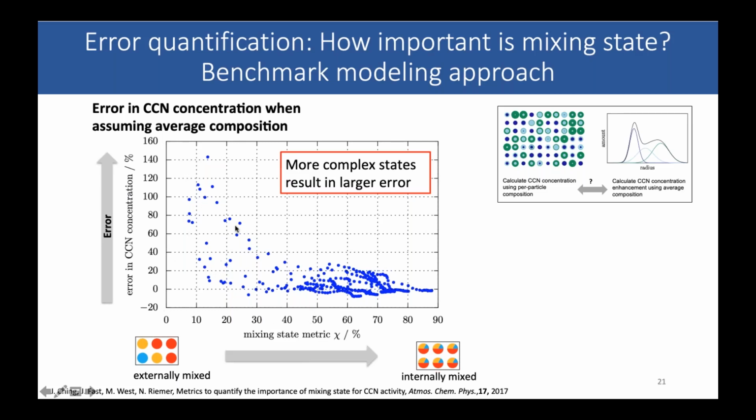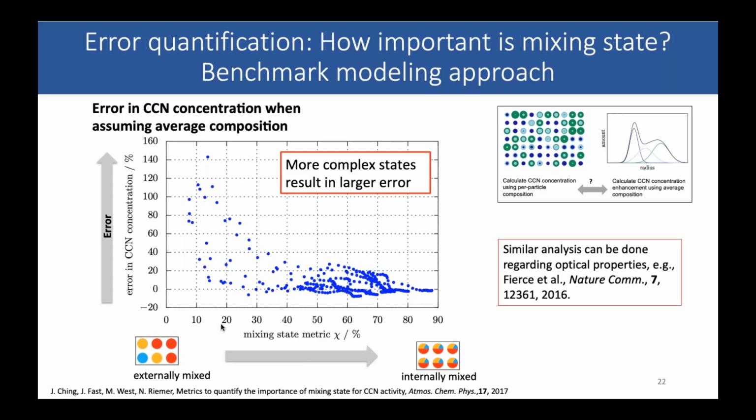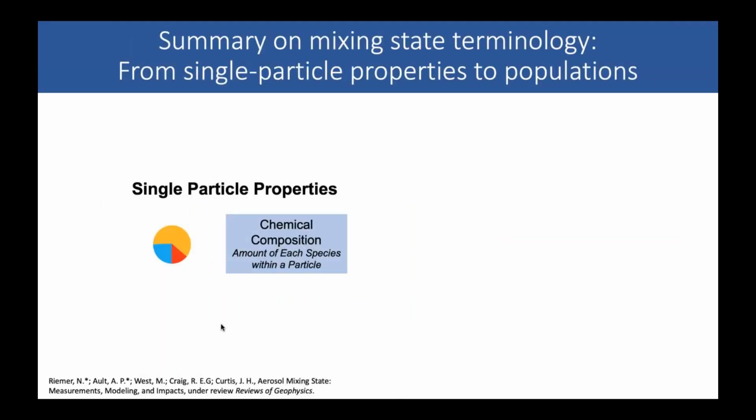On the x-axis, this is the result from many simulations where we graph the results as a function of the mixing state metric that I introduced before. The errors are on the order of over 100% if we assume an internal mixture where it actually is rather externally mixed. And with this, turning it back over to Andy for our summary.